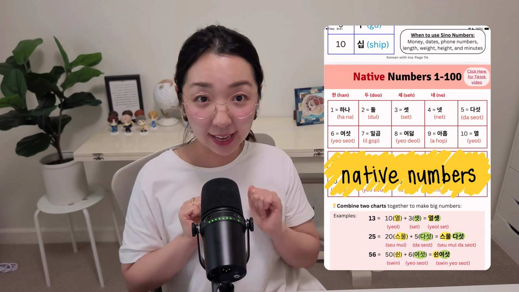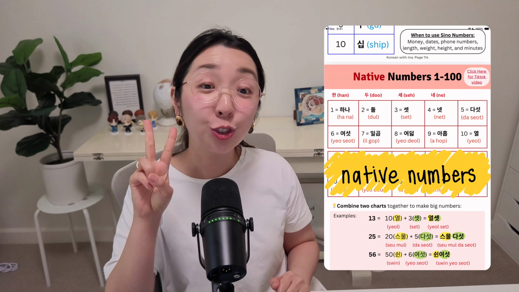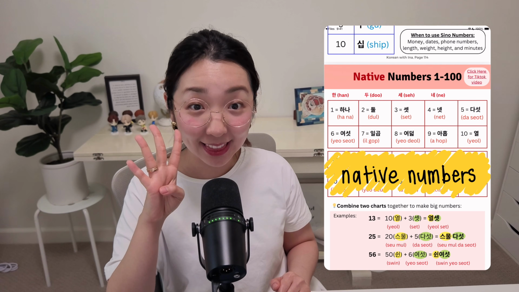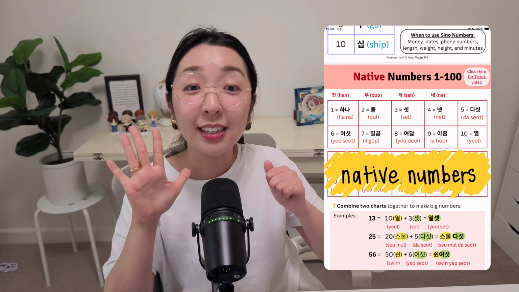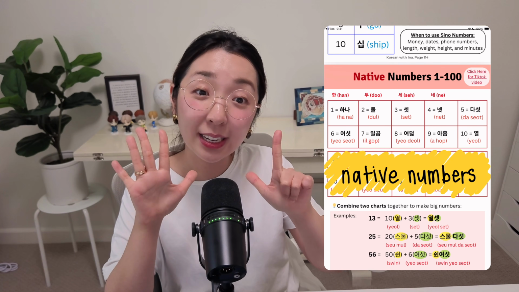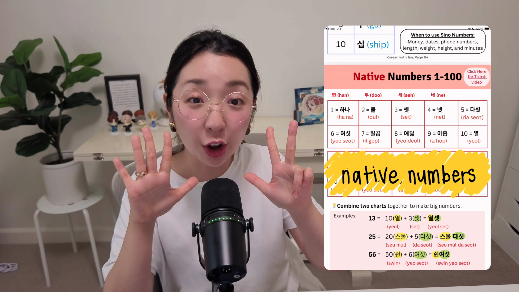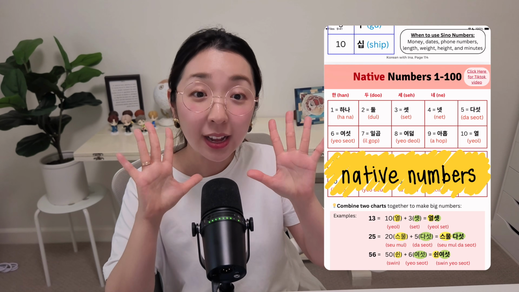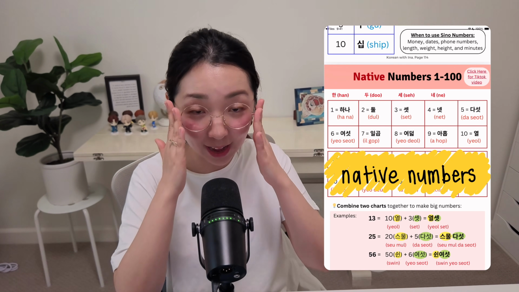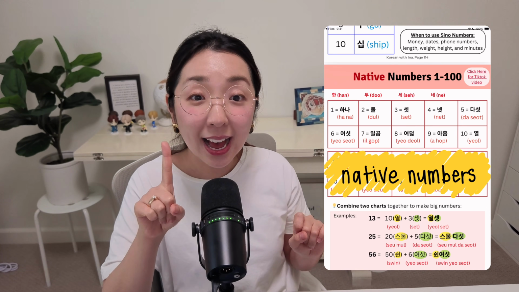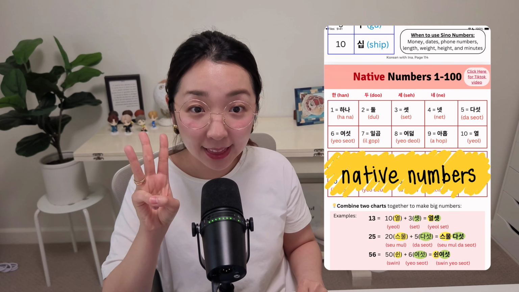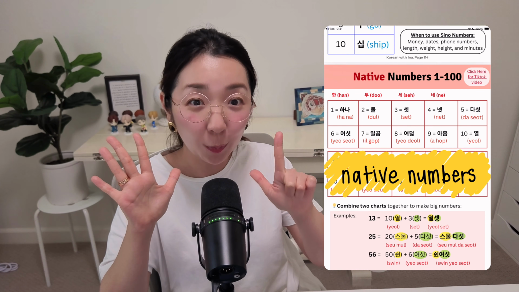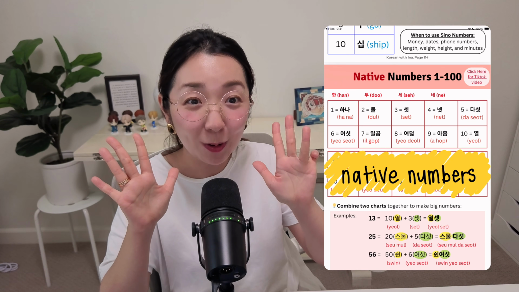Let's go from the very top. Ready? 1 to 10. 하나, 둘, 셋, 넷, 다섯, 여섯, 일곱, 여덟, 아홉, 열. Now, a little faster, okay, to add some fluency there. 하나, 둘, 셋, 넷, 다섯, 여섯, 일곱, 여덟, 아홉, 열.